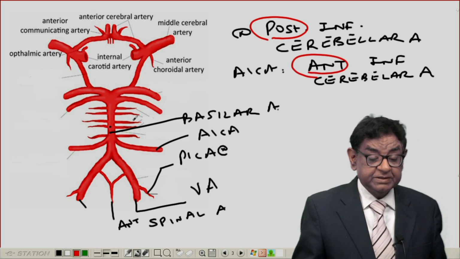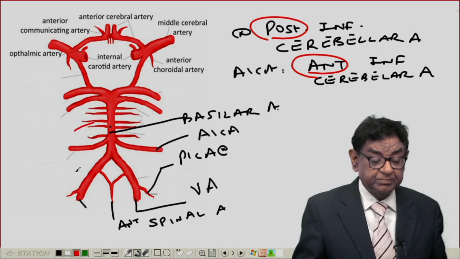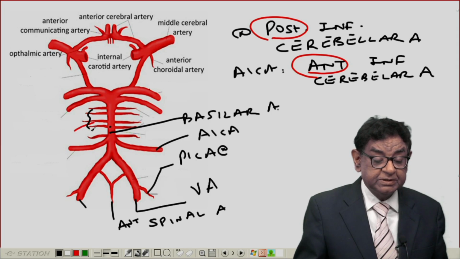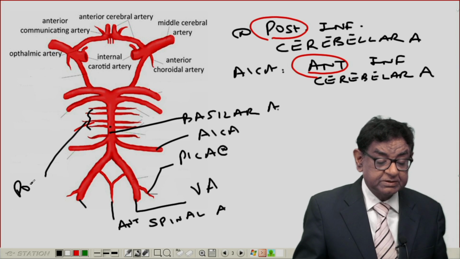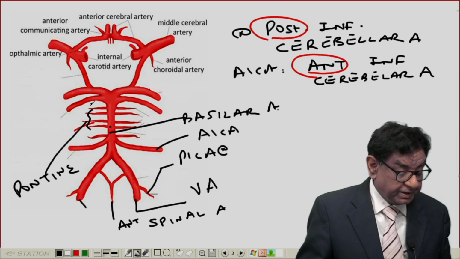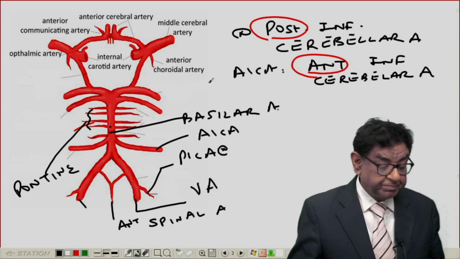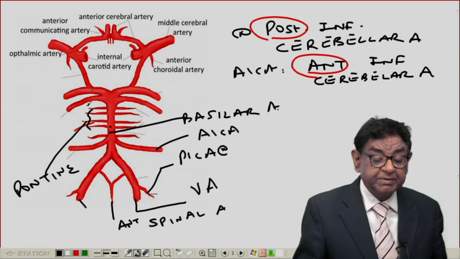Well, these are the pontine branches. These are the pontine branches, and here is the superior cerebellar artery.